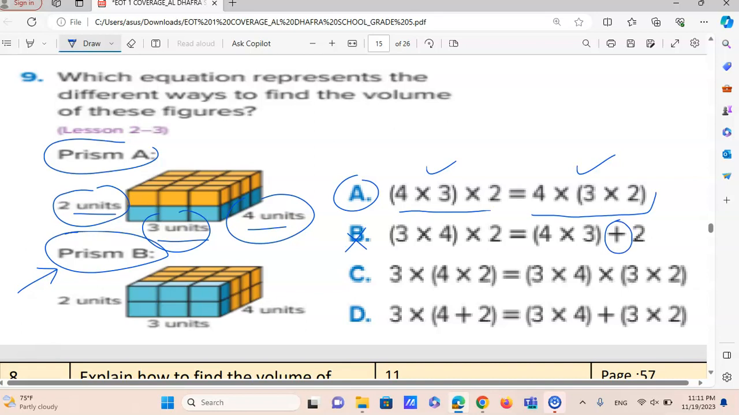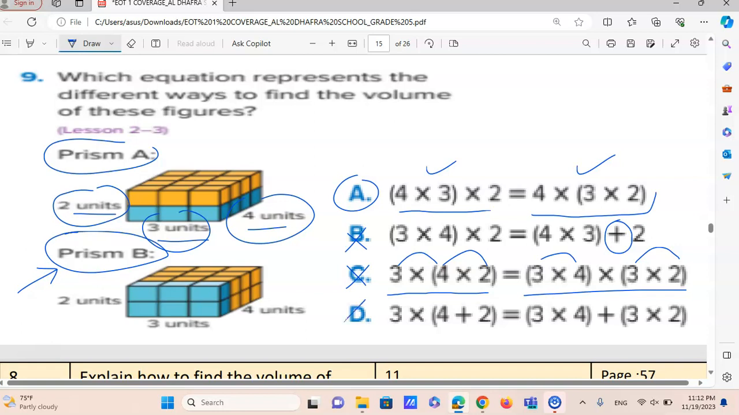What is the mistake in C? See, 3 times 4 times 2 is not equal to these numbers. If you multiply 3 times 4, 12, and 2 times 3, 6, 6 times 12, it is 72, okay? But here when you multiply 3 times 4 times 2, it is 24. So the two sides are not equal.